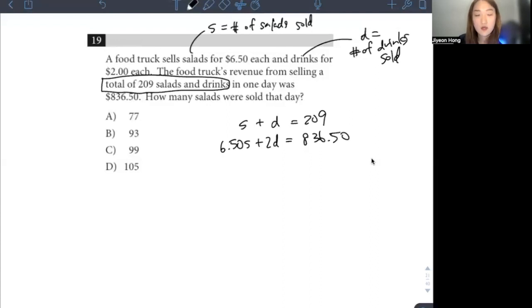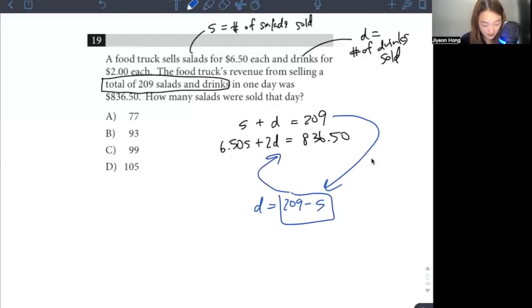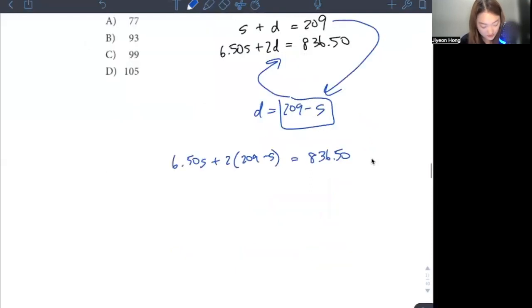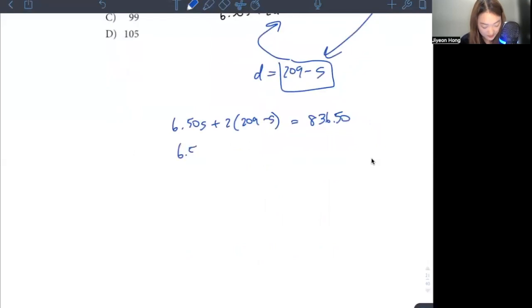In this case, you could always do substitution, you could always do elimination. It doesn't matter which method you use, you should be getting the same answer. This time I'm going to use substitution just because the first equation is pretty simple. I'm going to solve for D, which is D equals 209 minus S, and plug it into our second equation: 6.50S plus 2 times 209 minus S is equal to 836.50.